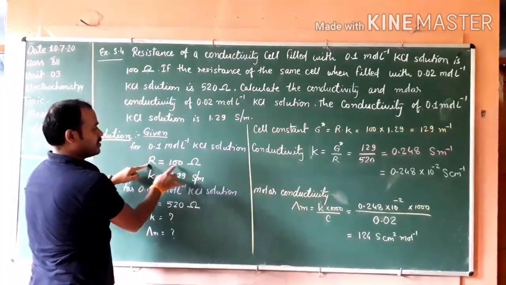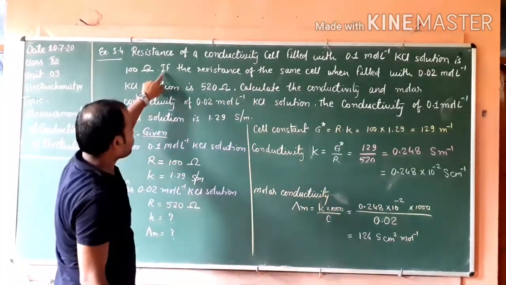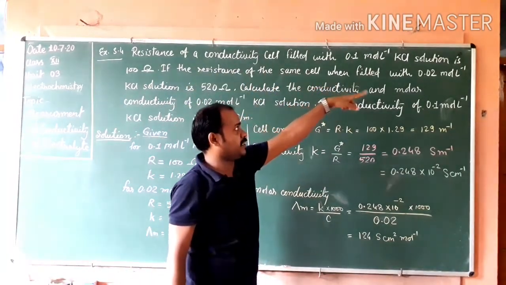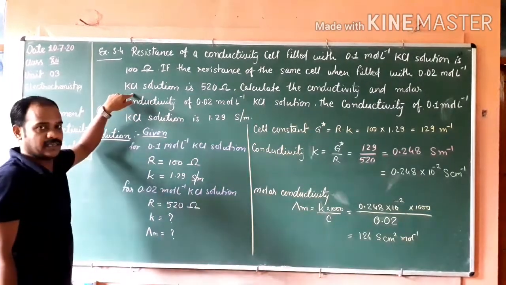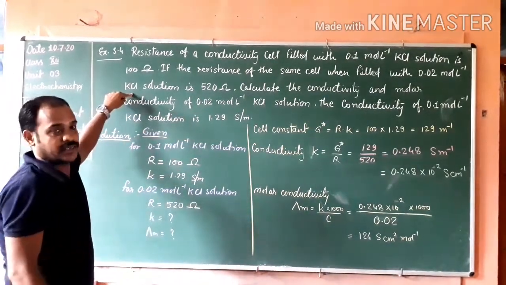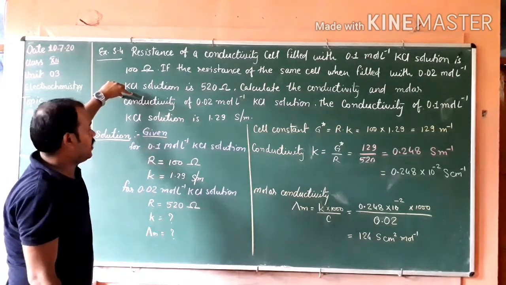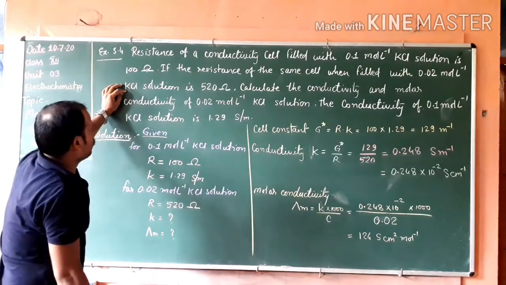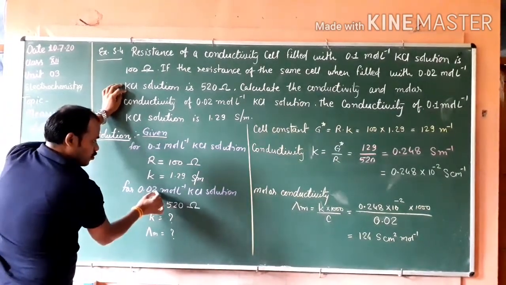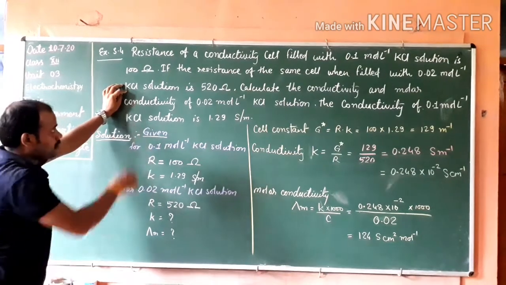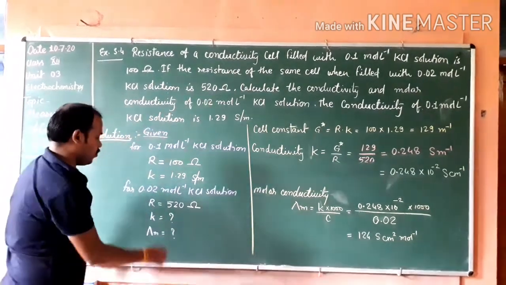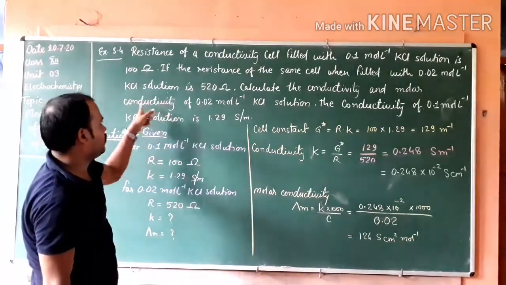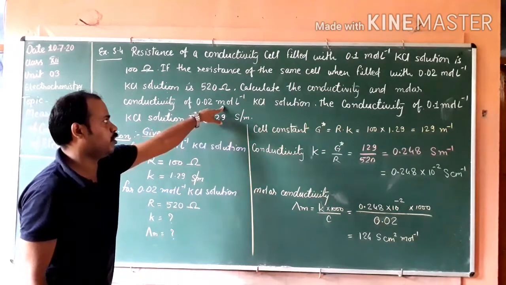Resistance is given. That resistance is 100 ohm. If the resistance of the same cell when filled with 0.02 mole per liter KCl solution, now here the solution is changed. In place of 0.1 molar, we have taken 0.02 molar KCl solution. So for 0.02 mole per liter KCl solution, the resistance is 520 ohm. Calculate conductivity and molar conductivity of this 0.02 mole per liter solution.